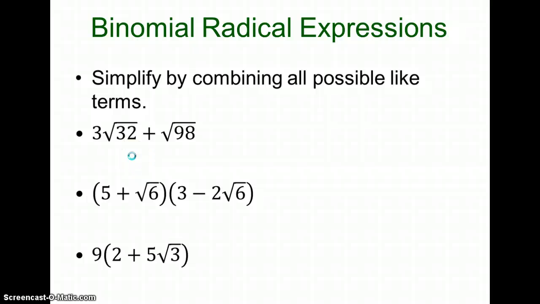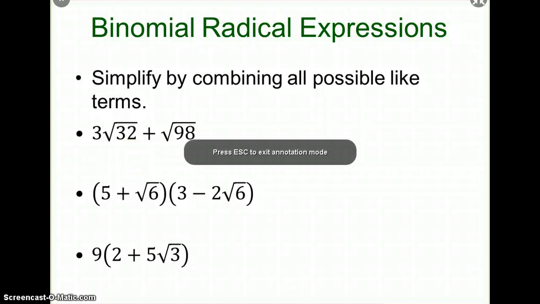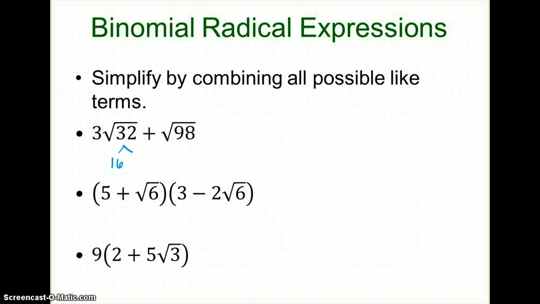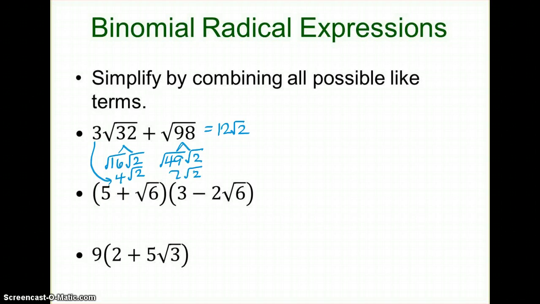For the 32, the perfect square that goes into 32 would be 16 and 2, which makes that 4 square root 2. Now I already had a 3 outside here, so 3 times 4, that's going to make that 12 square root 2. Okay, now for the 98, the perfect square that goes into 98 would be 49 times 2, which makes 7 square root 2. And so plus 7 square root 2.